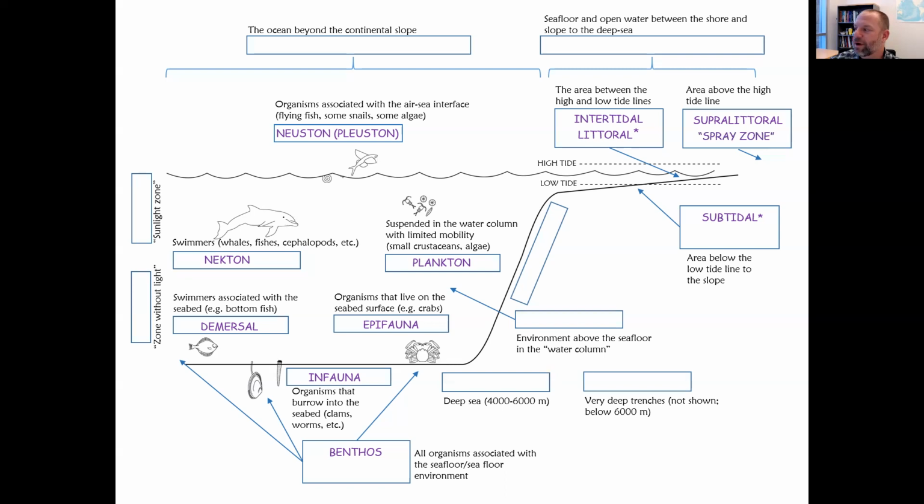And then going along with that, we also have the sublittoral, which is equivalent to the subtidal, except it usually extends further. It's usually meant to mean the whole continental slope below the tide line. So subtidal is more usually restricted to near shore, whereas sublittoral is the entire shelf below the tide line.